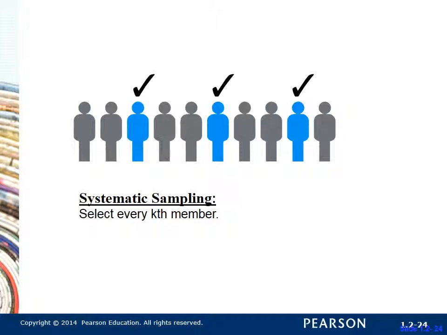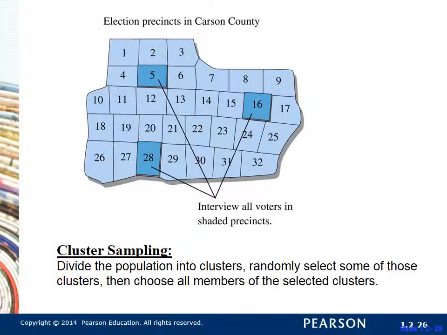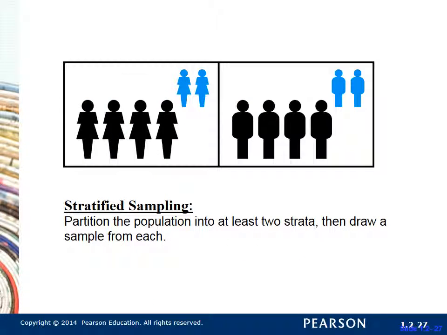Systematic, here we go. We're doing every third person. We're doing person 3, person 6, person 9, every case member. Convenience, just hollering at somebody out the window just because they happen to be close by. Good, here's our visual of the cluster. Notice we're sorted into 32 precincts, but we're just choosing 3 to talk to. The other ones, I don't even talk to anybody. I just choose from that particular cluster.